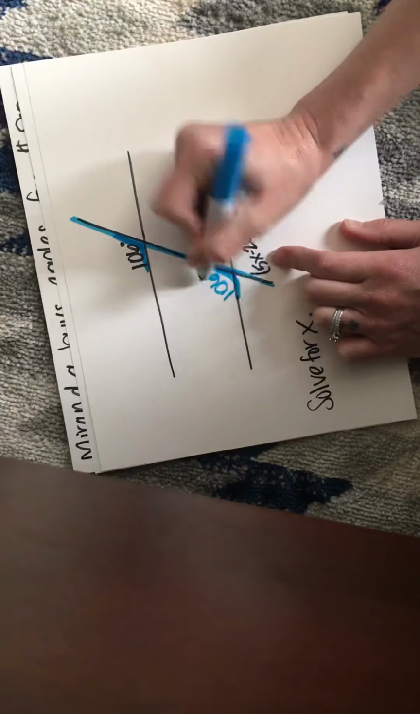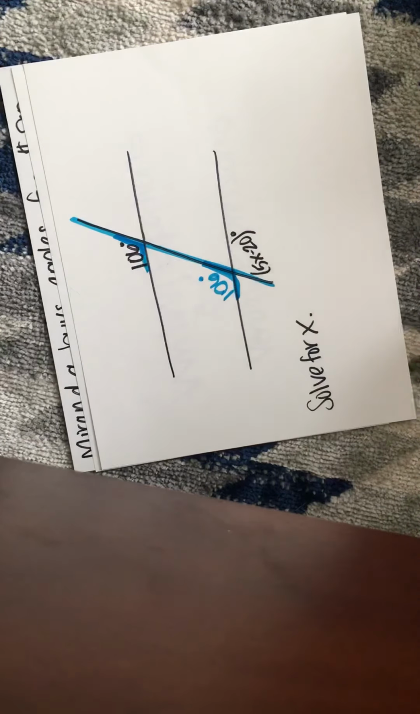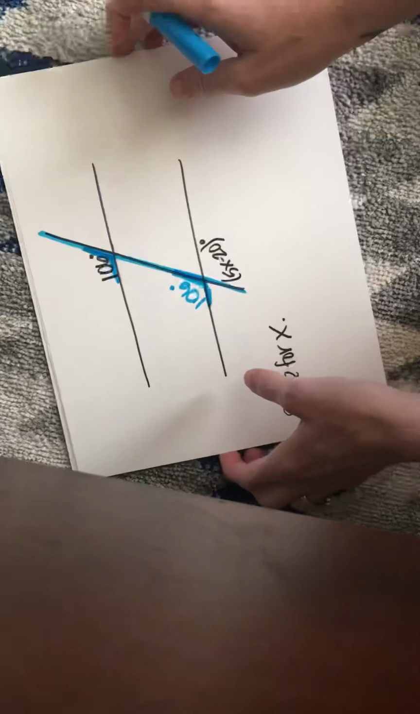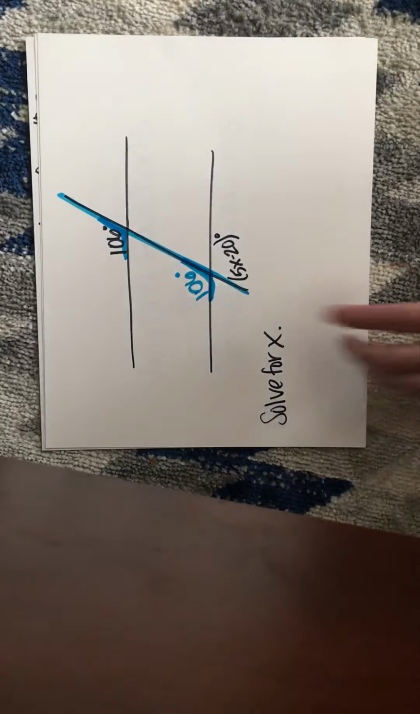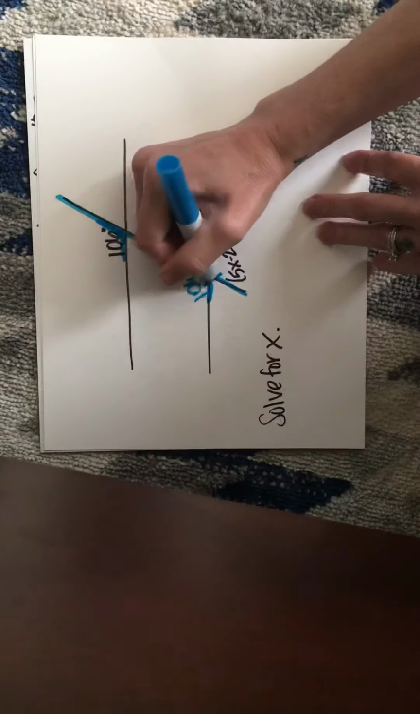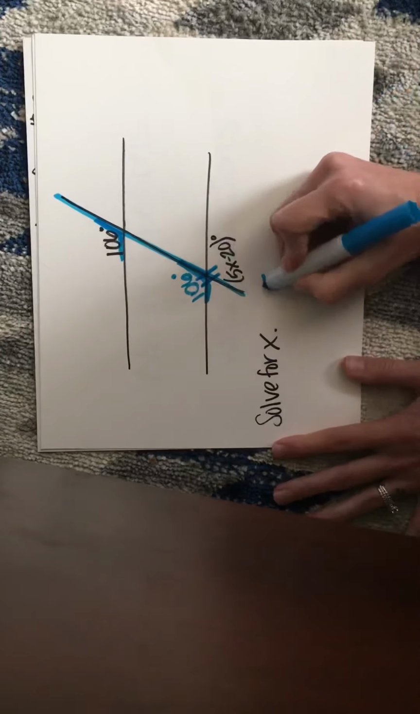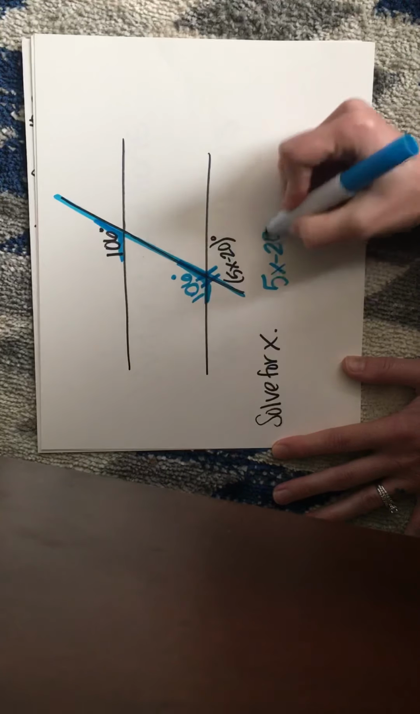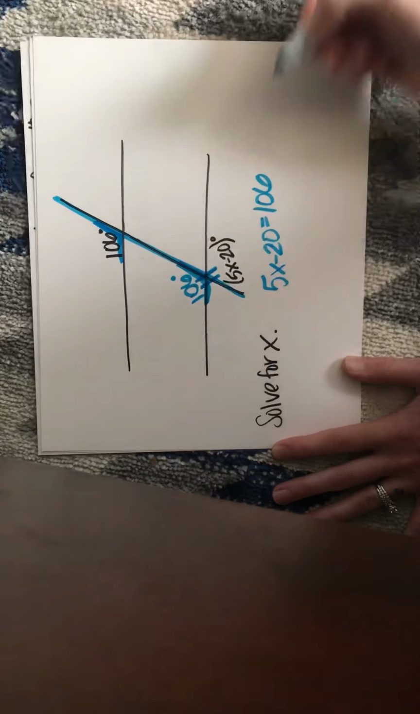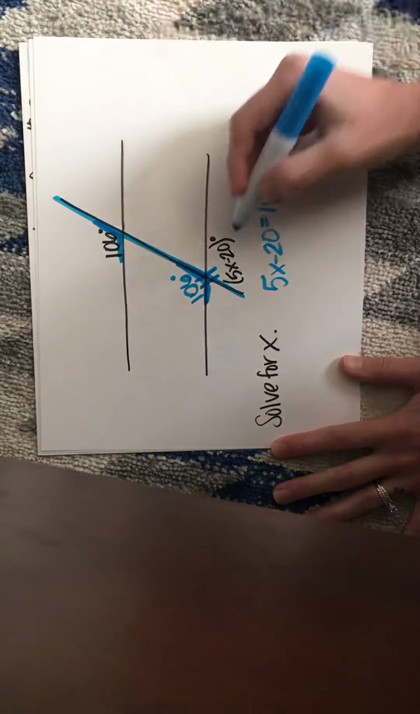Therefore, this 106 can be rewritten down there for it to be easier to see. Now, these two angles are across from each other, meaning they are equal to each other. Therefore, to solve for x, we're going to set them up equal to each other. So 5x minus 20 is equal to 106. You solve it like an equation.